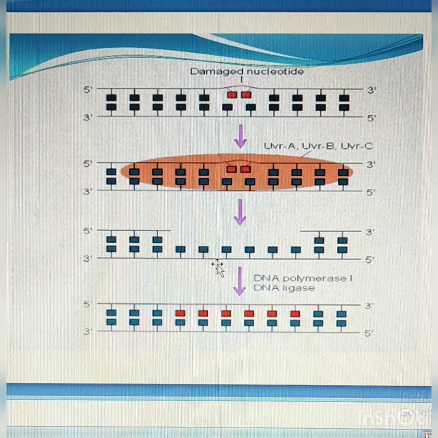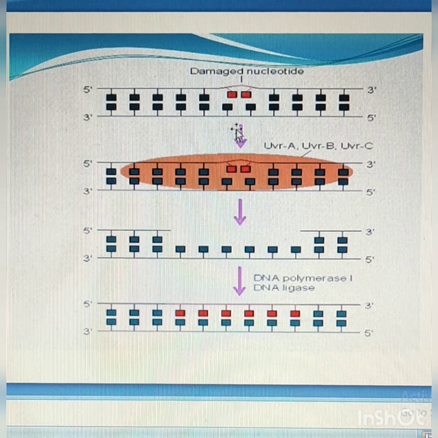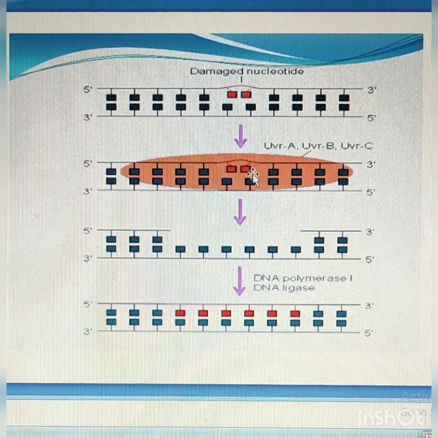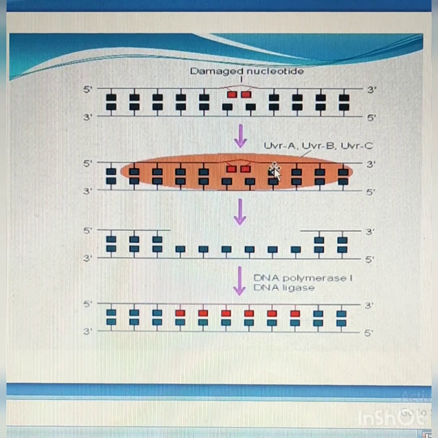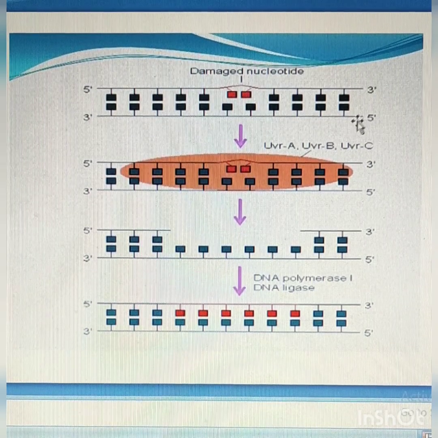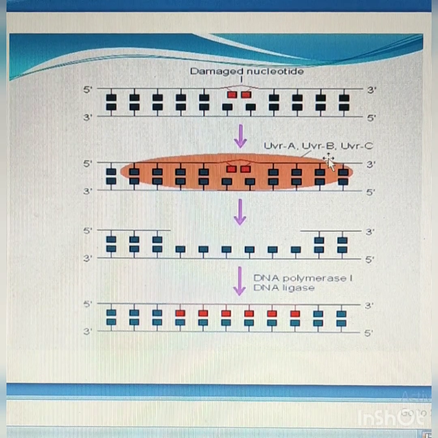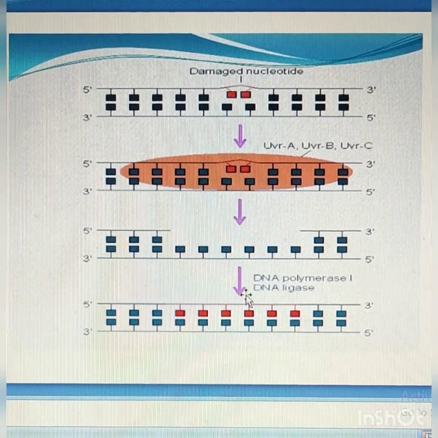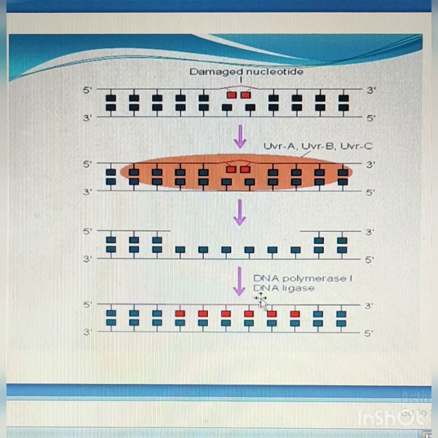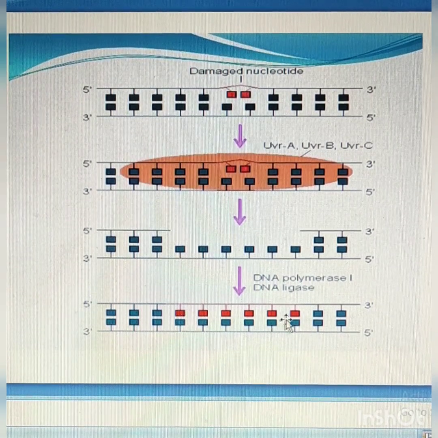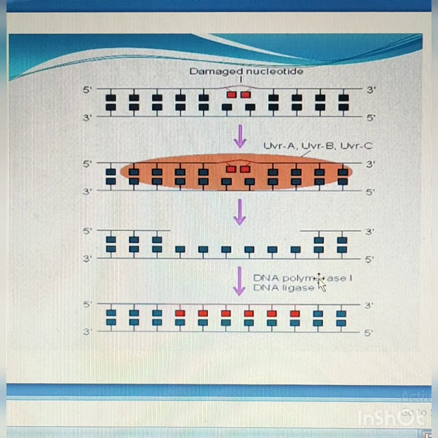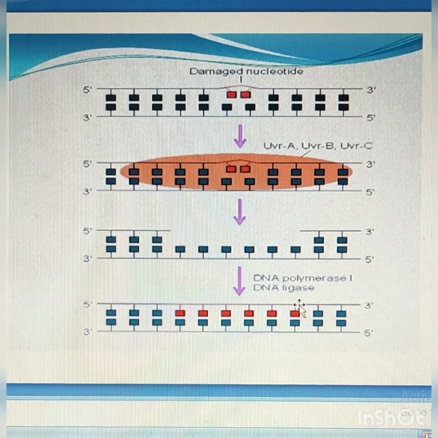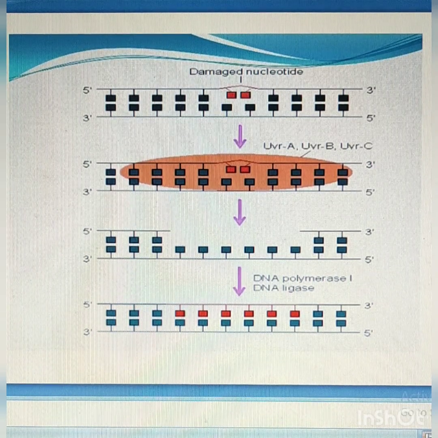DNA polymerase can fill the gap, and in the picture you can see there are some damaged nucleotides which are removed by a set of enzymes, that is UVR A, UVR B and UVR C, and the segment is removed so that the original segment is replicated by DNA polymerase 1 and the nick is sealed by DNA ligase. So this is the nucleotide excision repair.